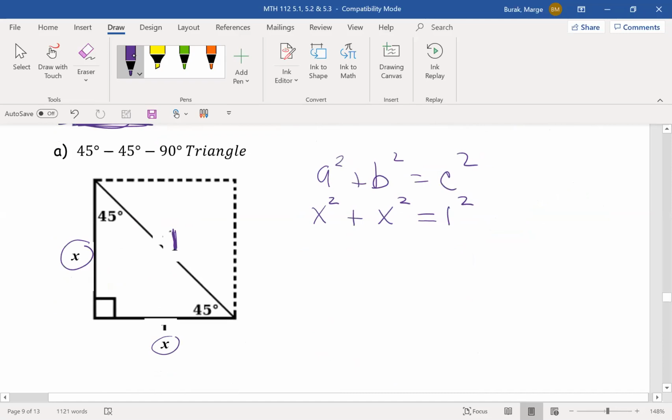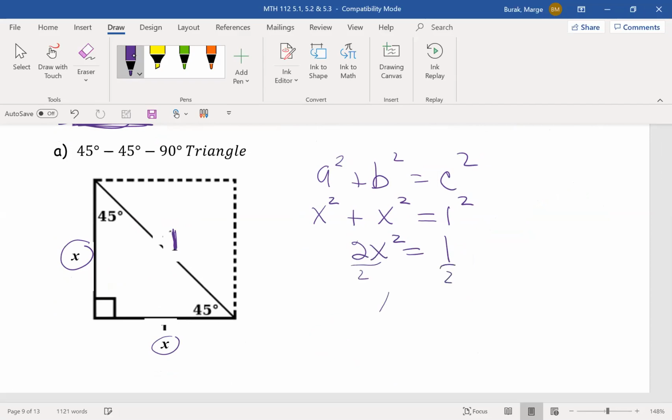Okay, so if I have 1x squared plus 1x squared, I add those together, that gives me 2x squared, and 1 squared is 1. If I divide both sides by 2, I get x squared equals 1/2. And then if I square root both sides, I get x equals plus or minus the square root of 1/2, which is the square root of 1 over the square root of 2, which is 1 over the square root of 2.